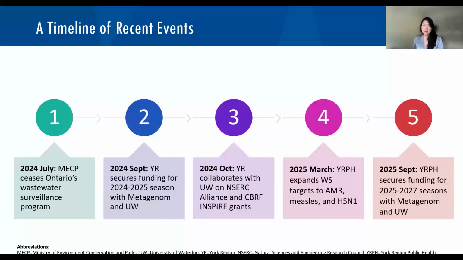and subsequently, last October, we joined the Charles Lab at the University of Waterloo in a research collaboration through grant funding through NSERC and CBRF. And through these collaborations this past year, we've been able to expand our interest to other priority targets, such as measles, H5N1, and AMR, or antimicrobial resistance. So given the fruitful nature of this work so far, York Region has decided to extend our funding until 2027.